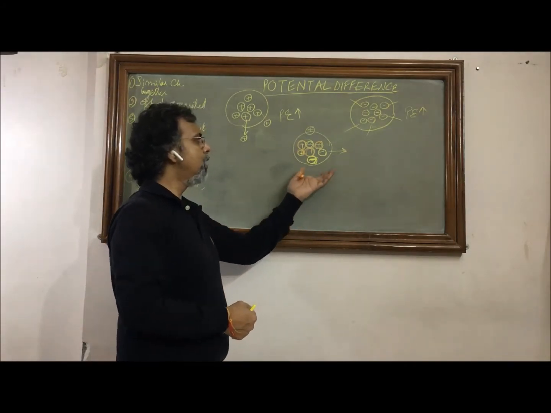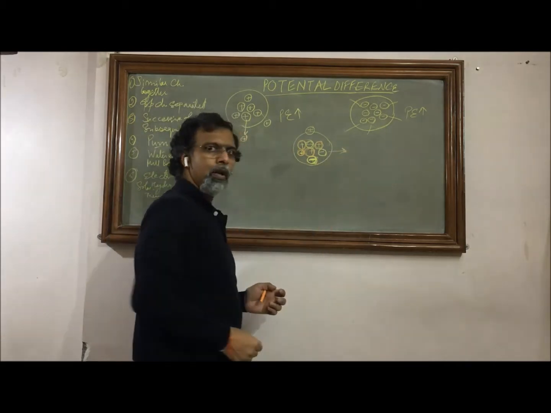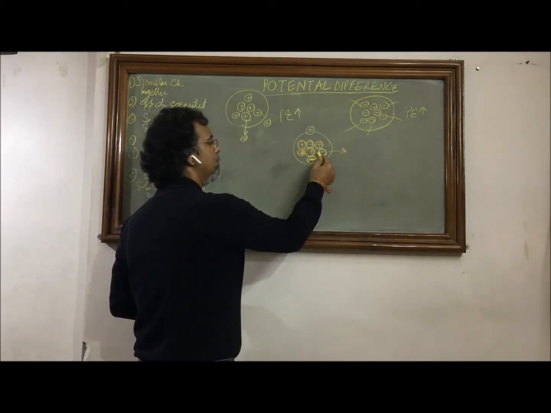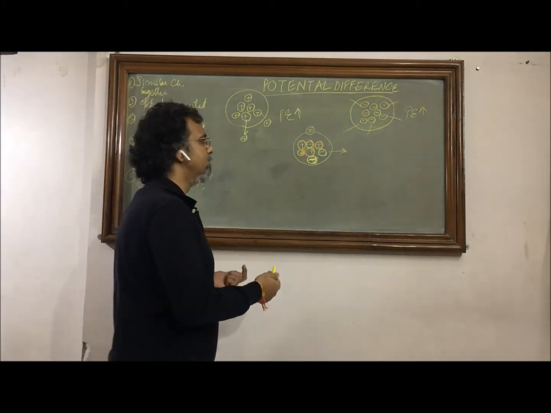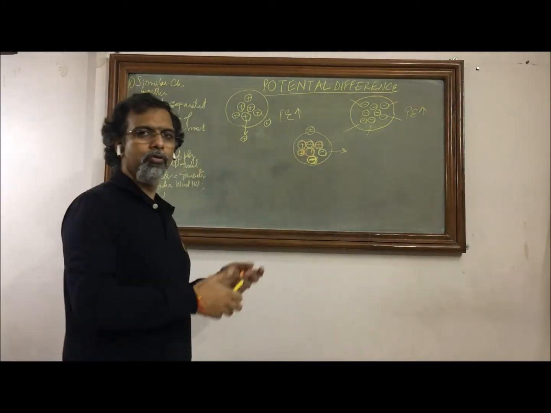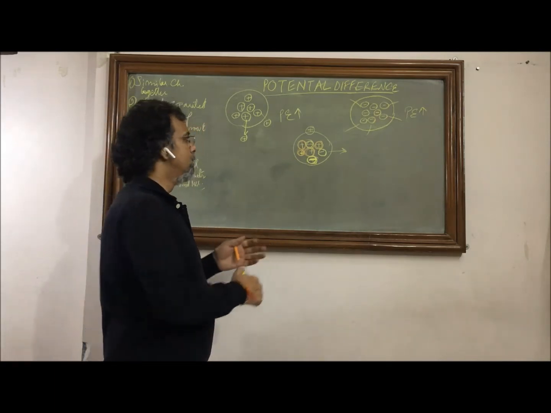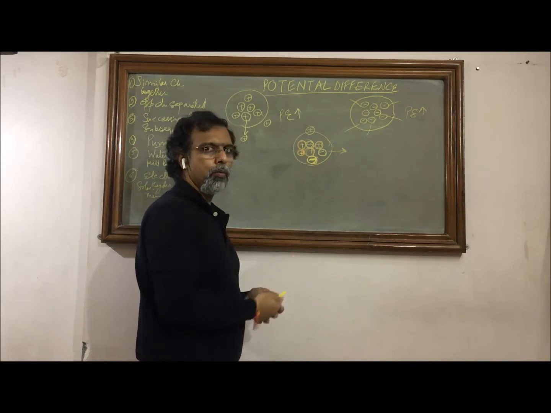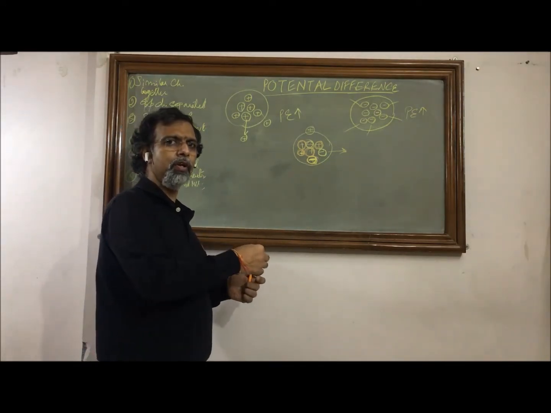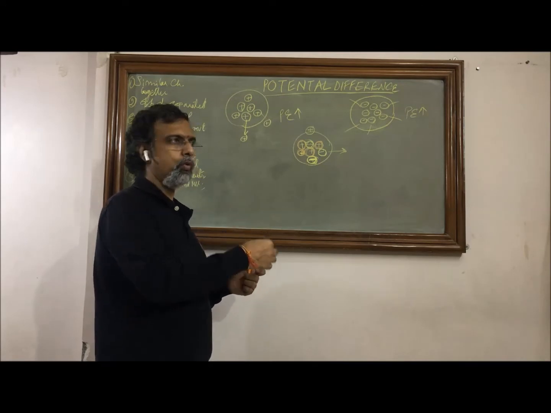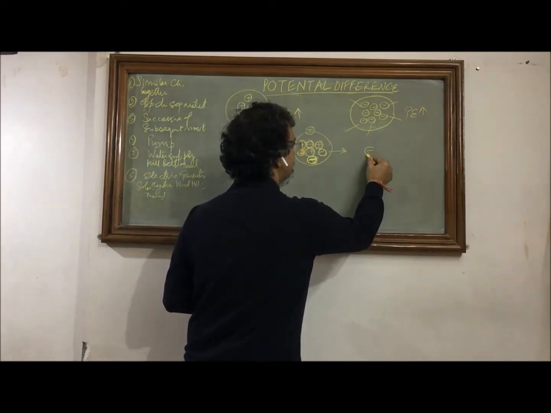and this positive would attract. So I will have to do work. External agency will be doing work, because what is the natural tendency? The natural tendency is they are not moving because there is no resultant force at all. When external agency moves it, we do work, and that work is stored in the form of potential energy. So now we have a negative charge here.